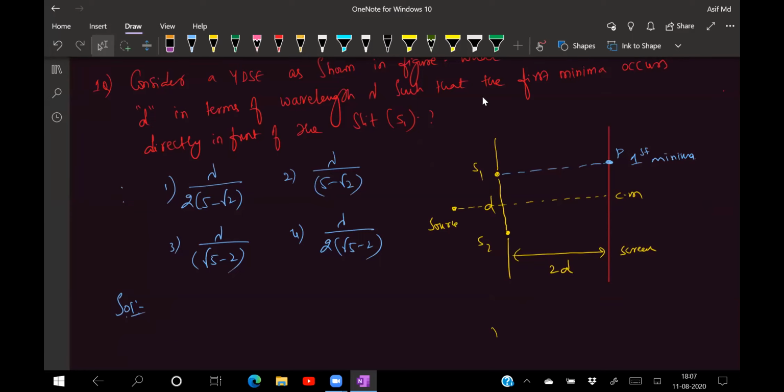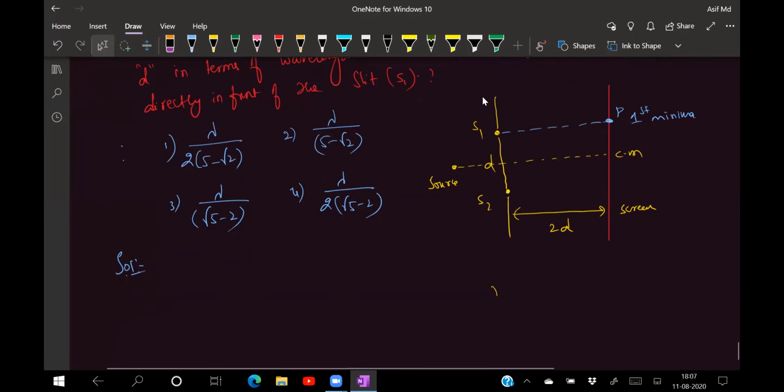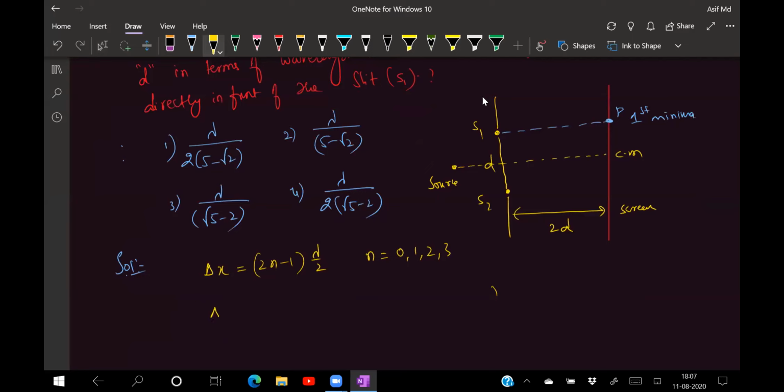Direct formula based only. First minima means what? Path difference. Can you tell me the formula? Δx is equal to (2n − 1) × λ/2. What will the n value be? 0, 1, 2, 3. Then the path difference would be (2 × 0 − 1) × λ/2. Is it true? No, we start this from 1, not 0. So the value of n is equal to 1.